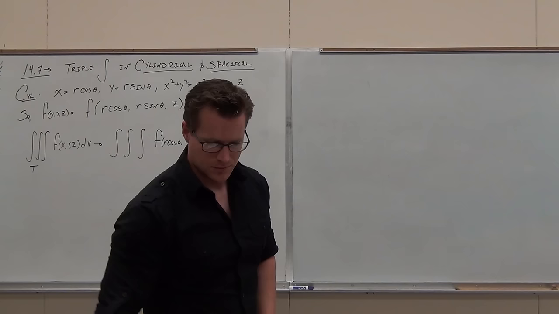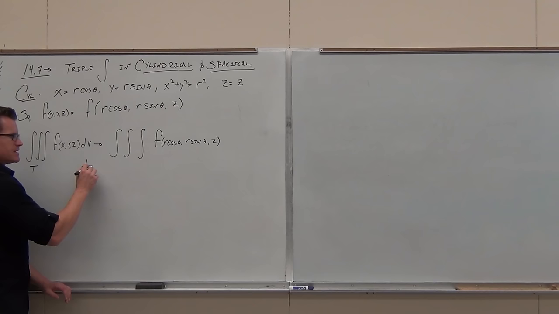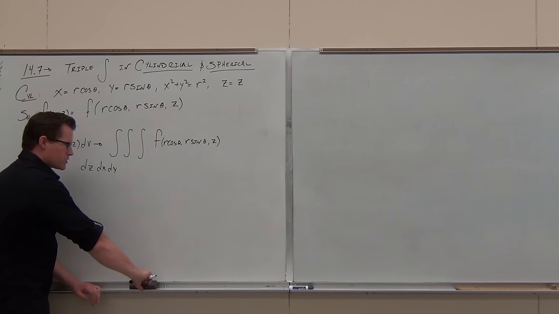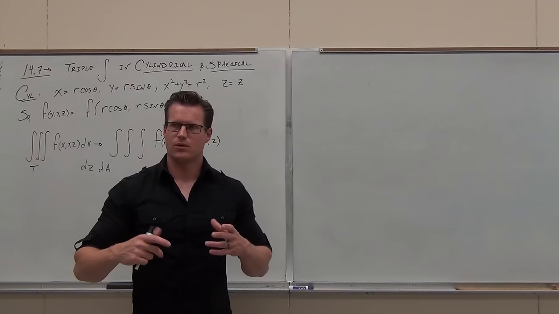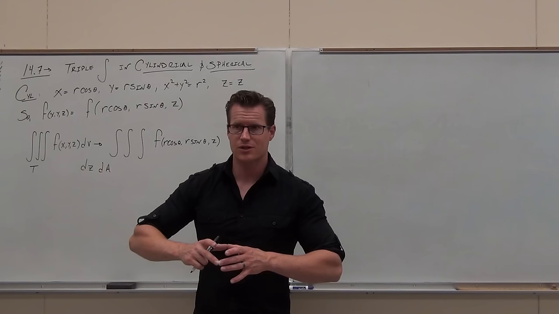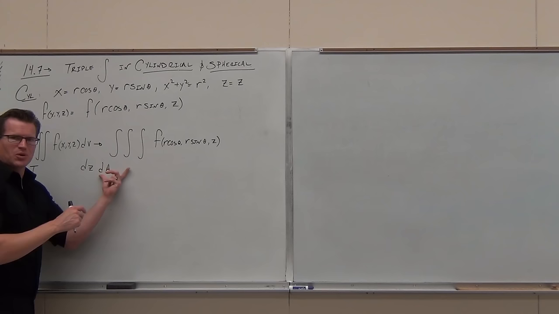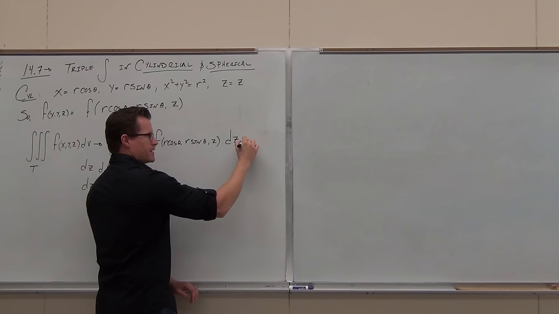But wait. That whole dV thing, this was dz dx dy, stuff like that. Do you remember that? Or in other words, you can think of this as dz dA, where dA is that dx dy. But if we're talking about cylinders with a z component that doesn't change, the region that we're drawing is always going to be on the xy plane. It's always going to be a circle. It's always going to be defined as polar. How do you change dA into polar? So we could actually redefine this as dz first, and then r dr d theta.